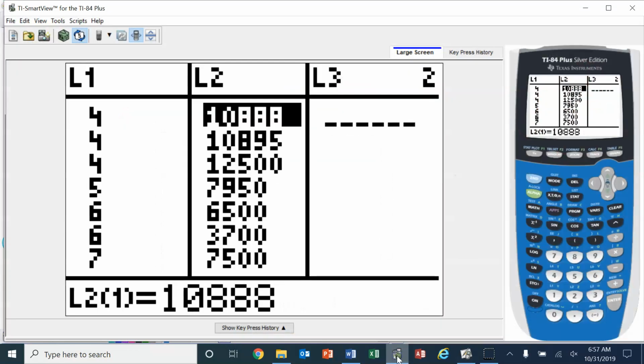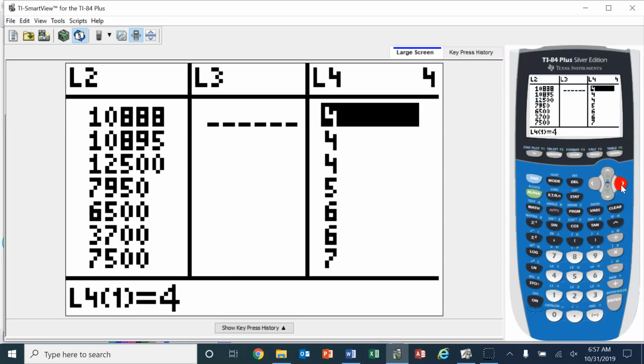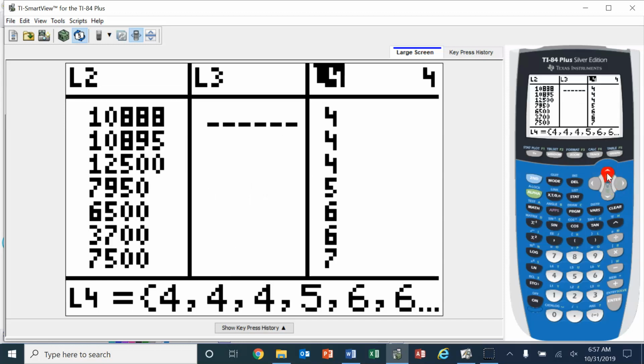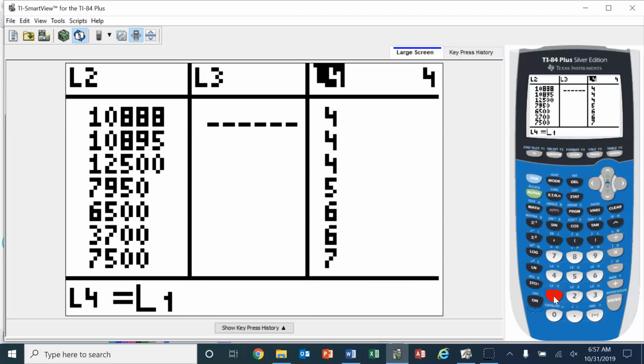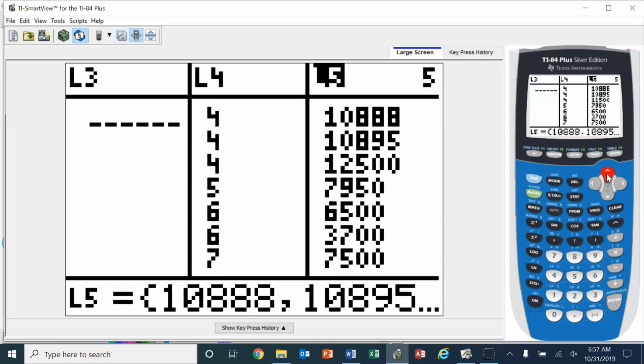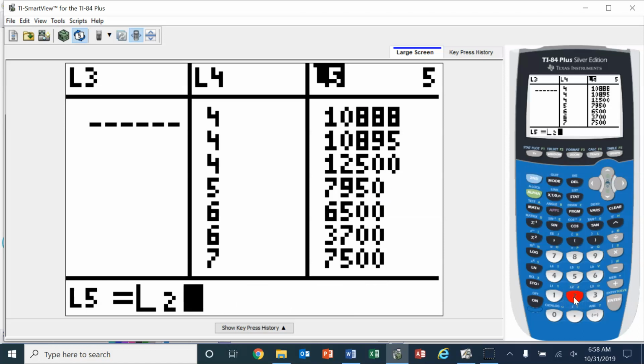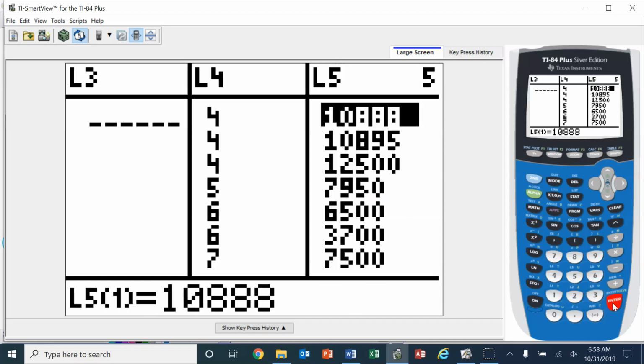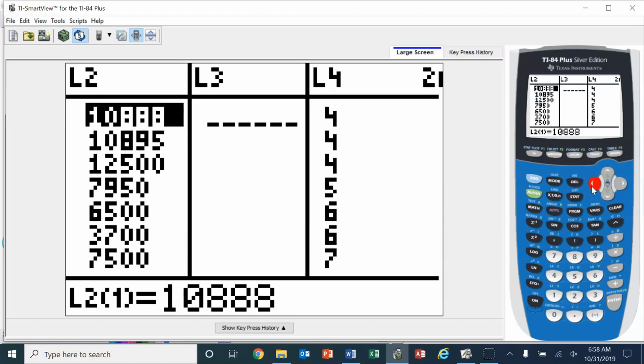So what you want to do is go over to L4, go to the very top, and then do second number 1. What that's going to do is dump the numbers from list 1 in L4. That way you have all of the ages of those cars backed up. Same thing, L5, go to the very top, and let's dump the prices in L5 as our backup. So we're going to go second, L2, because that's where we typed them. So we now have a backup of our data because we're going to need that.